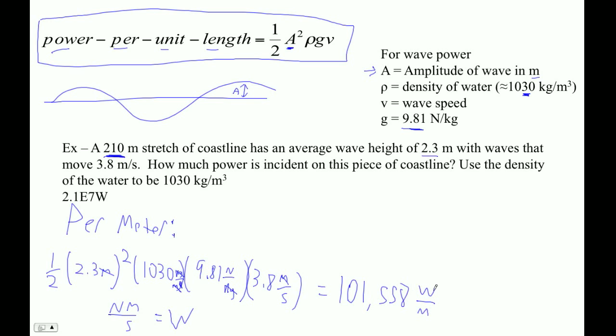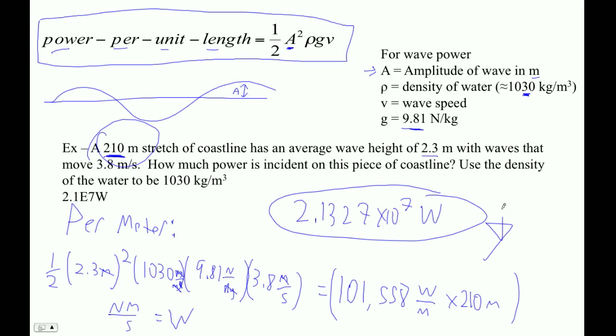I wonder what the efficiency of these things is. It must be dreadful, or this would be the be-all and end-all, right? One meter of coastline, if you could trap all that energy. Okay, so if there's 210 meters of it, then it's going to be times 210 meters. So that times 210 is, wow, that's a lot. 0.1327 times 10 to the 7th. What's that unit? Yay.